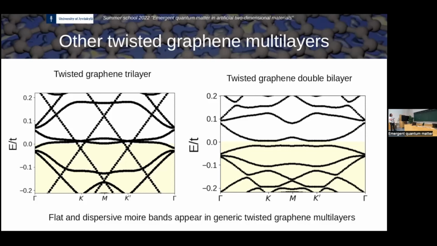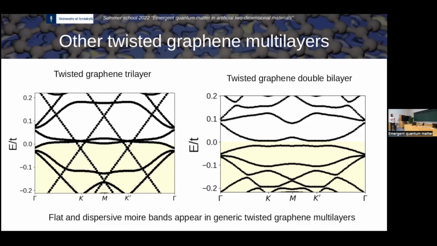Now, let me tell you about two very interesting features of these two twisted graphene multi-layers. Let's start with the twisted graphene double bilayer. One very nice feature is that this gap that you observe here also appears at relatively large angles, even at 10 degrees and so forth. The origin of this gap is just a single particle gap that comes from what is called crystal field effects.